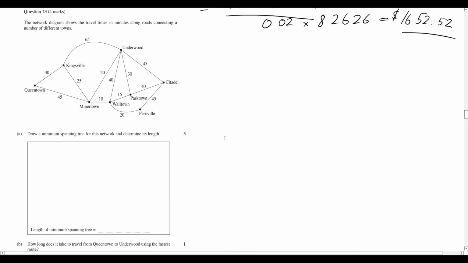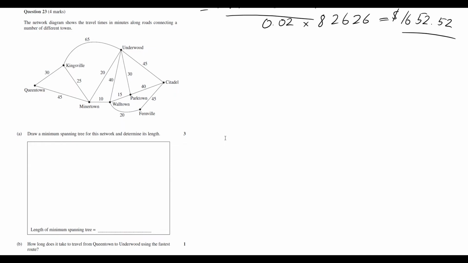Okay, moving on. So, network diagrams. Question 23. The network diagram shows the travel times in minutes along roads connecting a number of different towns. And there's our network there. It asks us to draw a minimum spanning tree for this network and determine its length.